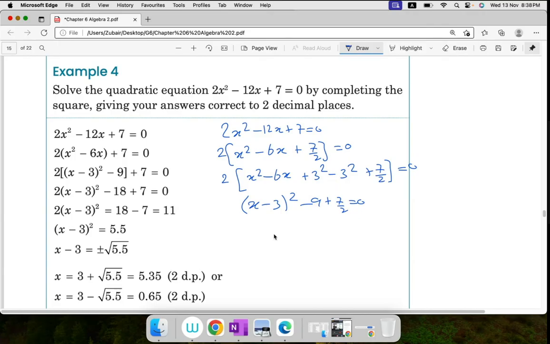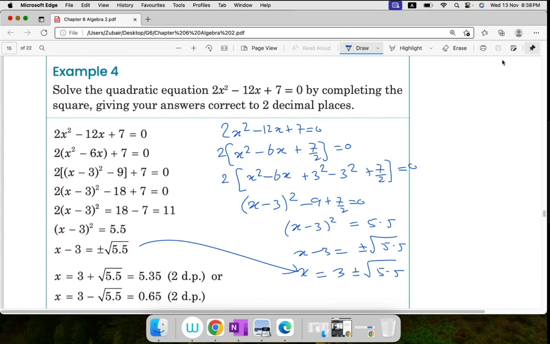7 by 2 is 3.5 minus 9. I'm getting minus 5.5. So on the other side it gets 5.5. (x minus 3) whole square. Square root both sides. x minus 3 is equal to plus minus square root 5.5. And x is equal to 3 plus minus square root 5.5. And we are having the same answers. Hence we'll get the same answers in decimals.